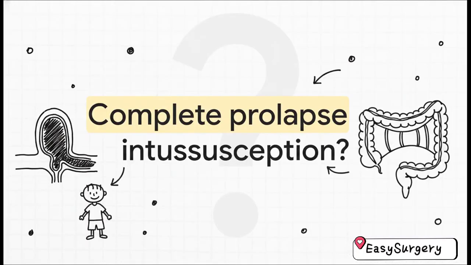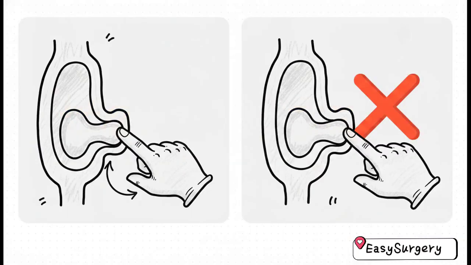Now, quick pause. Before we talk about the surgery for complete prolapse, we absolutely must address a vital diagnostic question for our pediatric patients. Because occasionally, children do present with what looks like a full mass. So how do you distinguish a true complete rectal prolapse from an intussusception, where the intestine kind of telescopes in on itself? It literally comes down to a simple, elegant clinical test during the physical exam.